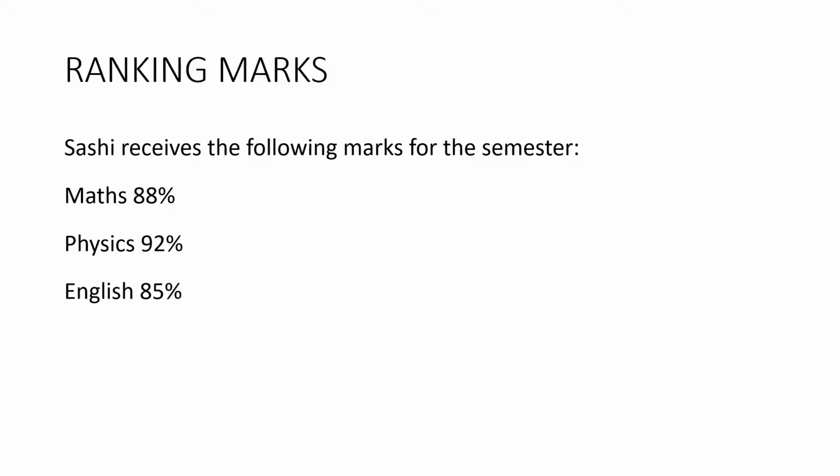Here's another way we can use the normal distribution. Sashi receives the following marks for the semester: 88% for maths, 92% for physics, 85% for English. Now, because they're all composed of different assessments, we can't say with any certainty which one is better. It looks like physics is the best mark, but they might have been easier tests. We don't know. So one thing we can do is look at the means and the standard deviation. So this is giving us a centre of the data. We can see that the physics test was easier. And this tells us how spread out it is.